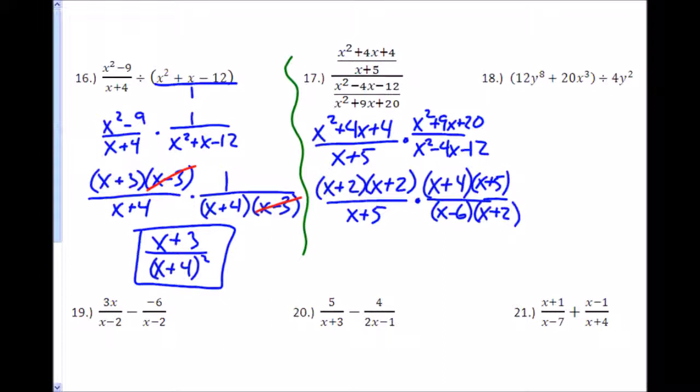And now I cancel out any common factors. The x plus 5's cancel. These x plus 2's cancel. So now in my numerator, I'm left with an x plus 2 times an x plus 4. And in the denominator, I'm left with an x minus 6. And that's it.